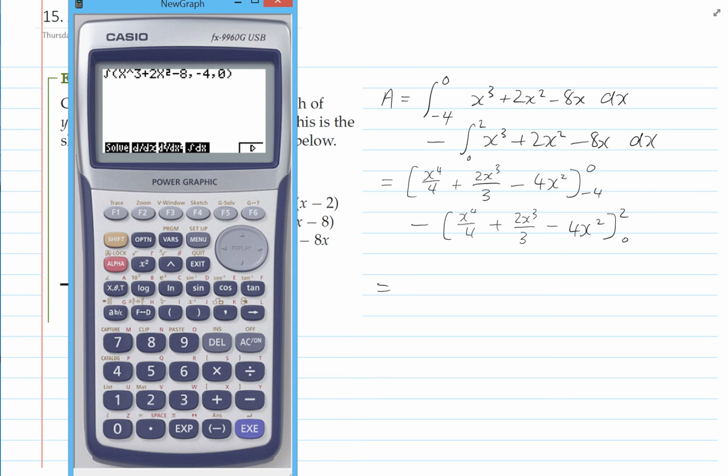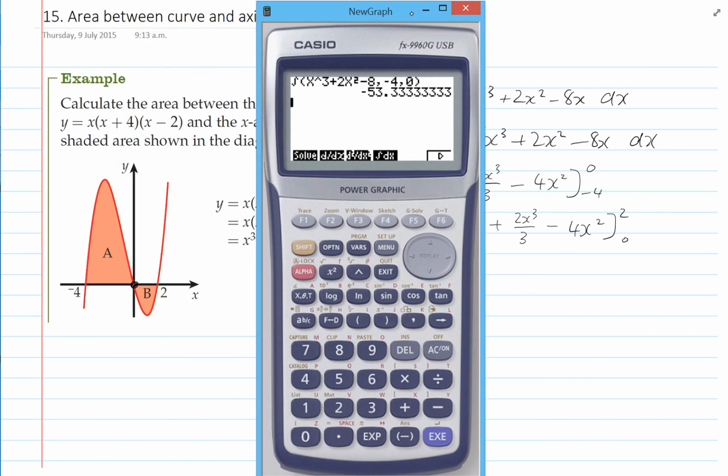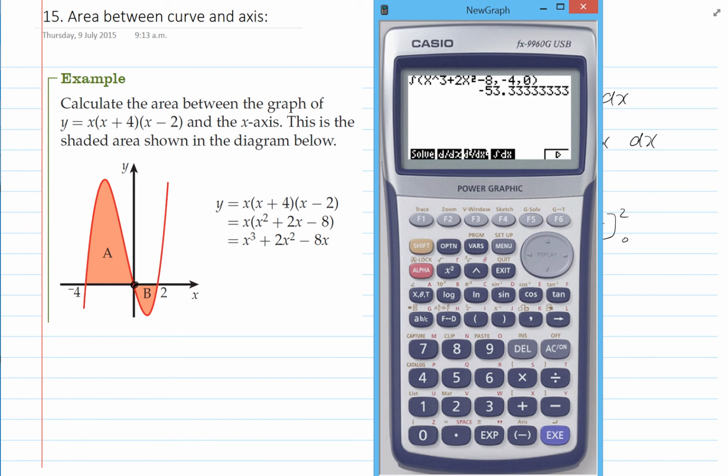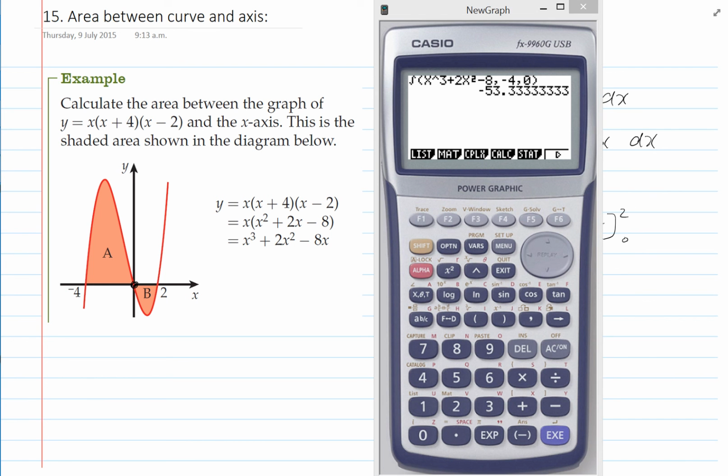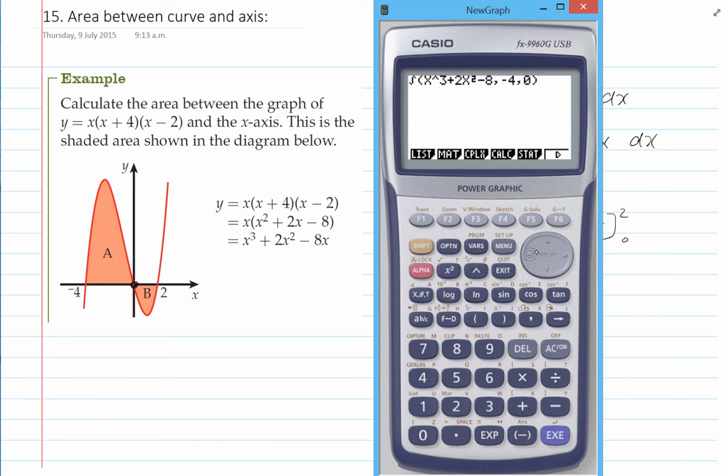and I'll put that in. Actually that's not correct, it shouldn't come out negative, I made a mistake. And yes, I have made a mistake. I've just put an 8 instead of 8x. Okay, there we go, 42 2/3.